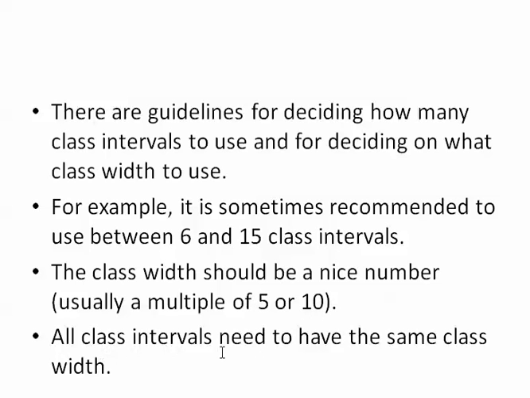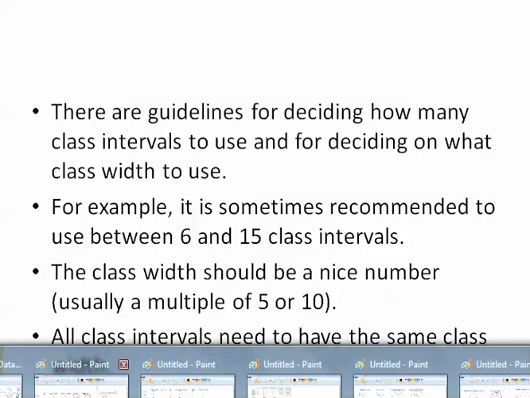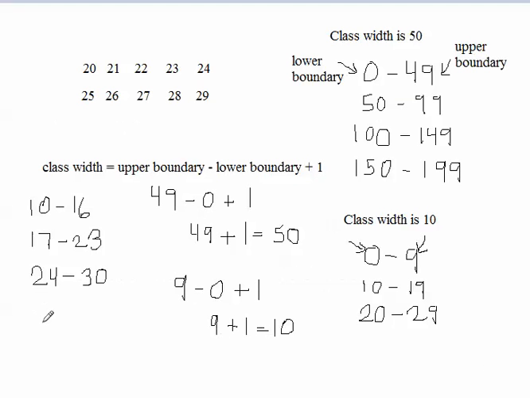Also, all of the intervals need to have the same class width. So you wouldn't be allowed to make a table like this where you have 10 to 19 as the first interval and then 20 to 49 as the next interval and then 50 to 99 as the next one. This wouldn't be allowed because the intervals have different widths, and the rule is that all intervals have to have the same class width, so this is not allowed.